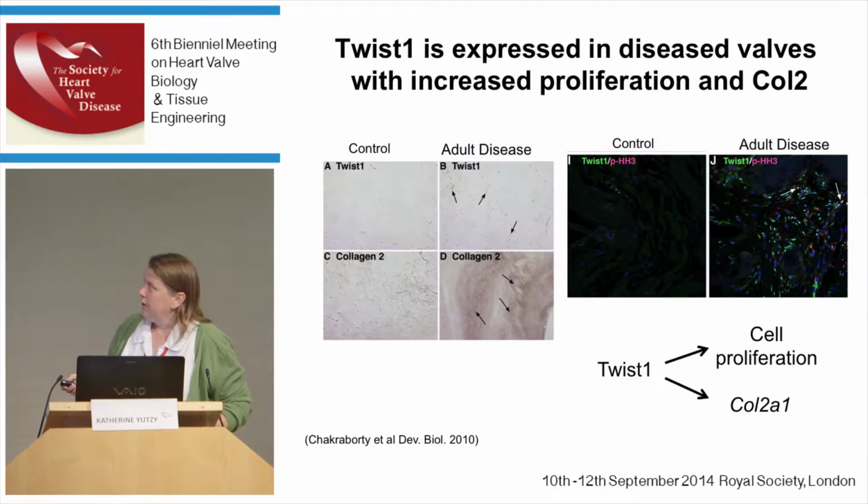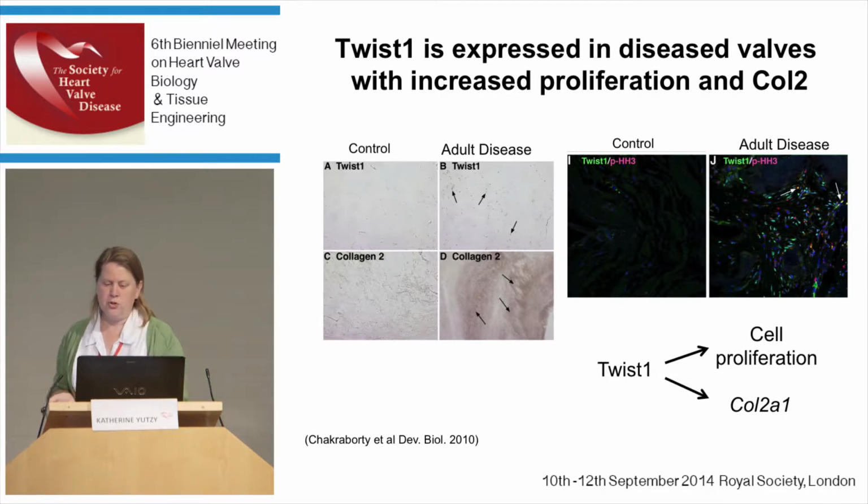And then this is just another view of this, where TWIST1 is a transcription factor. From our developmental studies, we know that TWIST1 promotes cell proliferation, and it also regulates a primitive valve matrix in terms of collagen 2A expression. And here you can really see that TWIST1 in green and phosphohistone, where the cell proliferation is, are both highly active in adult disease. And again, we don't know what's controlling the initiation of this or what the function of this is in valve disease.